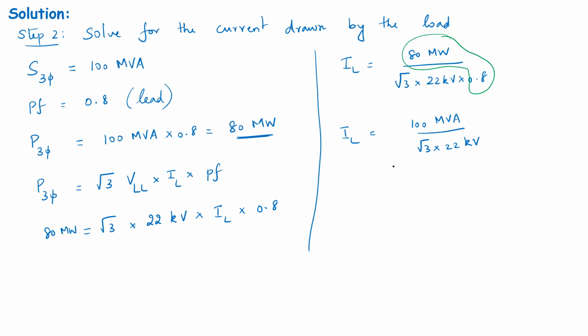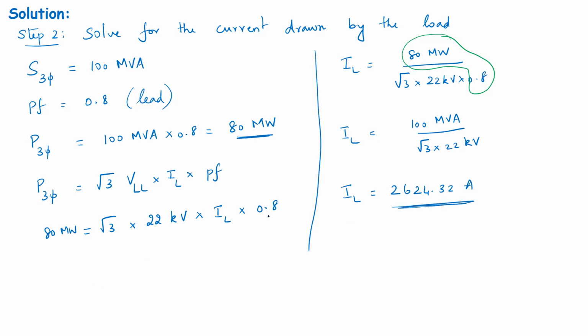Let us find the value of IL, and please note these are all magnitudes. If you want, you can indicate that this is a magnitude by explicitly drawing the magnitude symbol. 100 MVA divided by root 3 into 22 kV. When I do the math, I get 2624.32 amperes. So this is the magnitude.